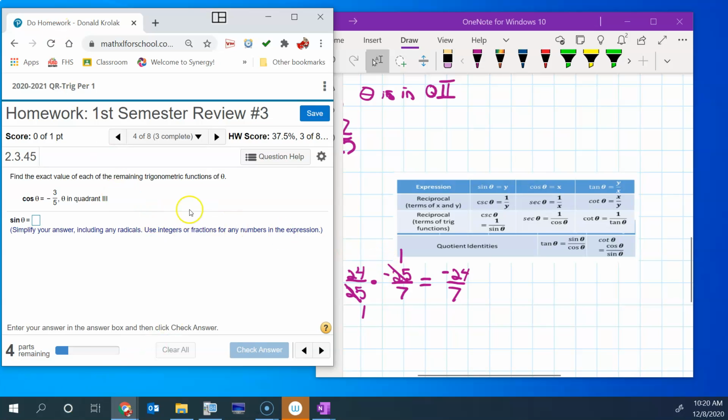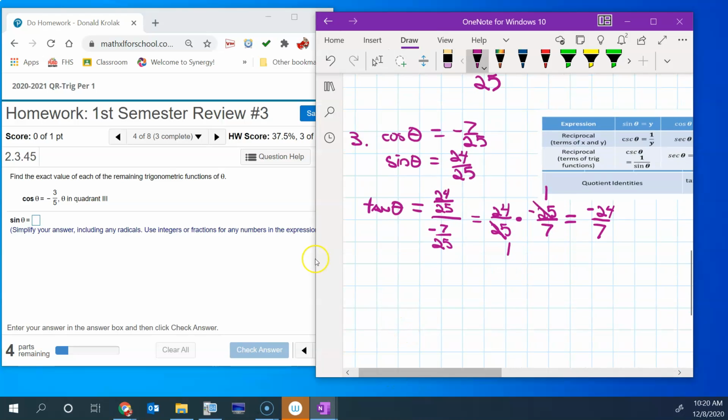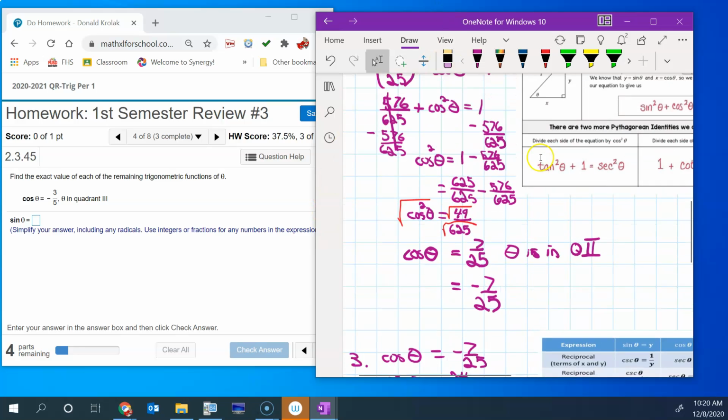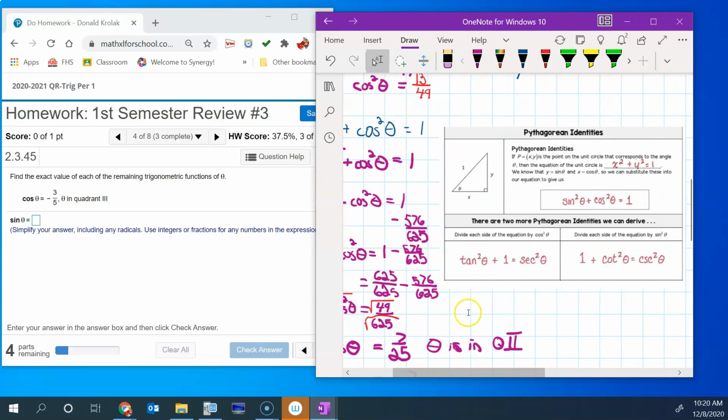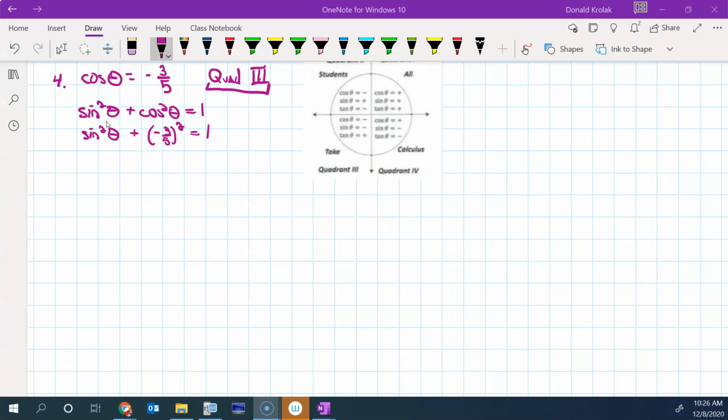All right, our next question is just like the previous one. So we've got 3 questions that are about the same. Now what I know though is that I'm in quadrant 3. So when I'm doing my signs in a minute, when I'm filling these out, I'm going to be following these rules right here for quadrant 3. So I took the Pythagorean identity, plugged in my values, and now I'm going to solve this.